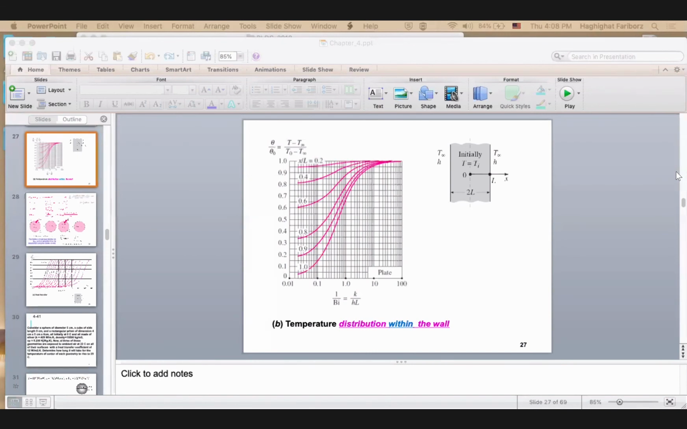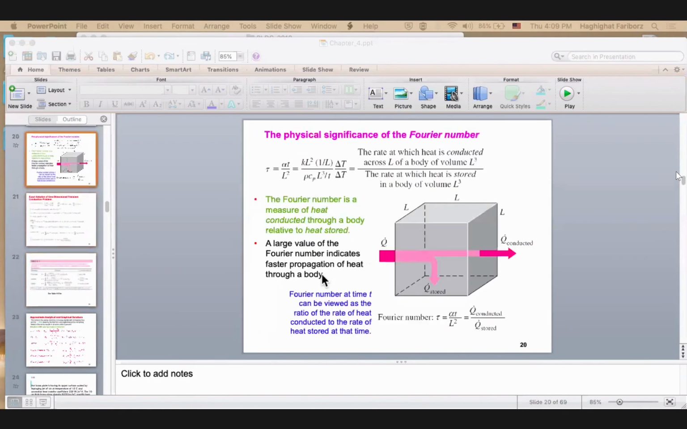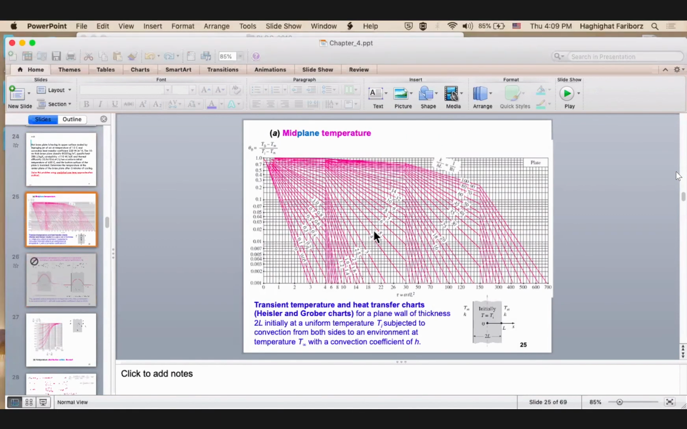And here is the textbook. I don't know if you can see it. No, I can't. Sorry. It's in your textbook. Believe me, it is in the textbook. Let me come back here. You have this graph. Call it the Heisler chart. Remember this term, Heisler chart?